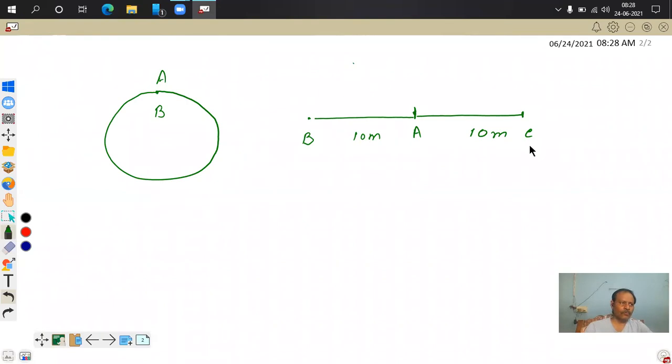Now what is the displacement? Anyone who can answer? What is the displacement? We were supposed to travel from A to B, but we had traveled from A to C. Yes, Nilesh, once again. Sir, we traveled A to C. Then the displacement is 10 meter.